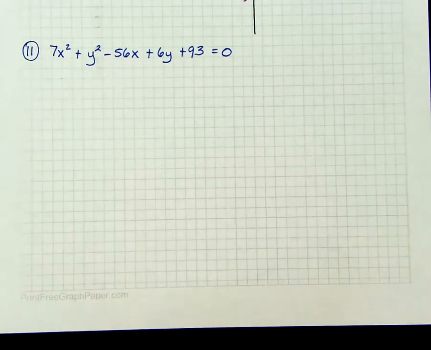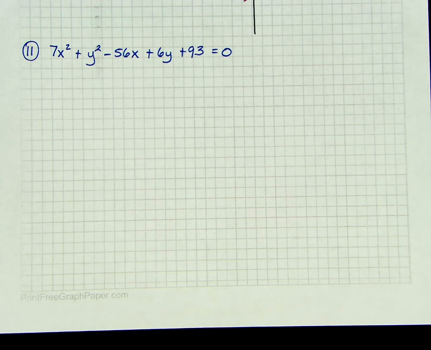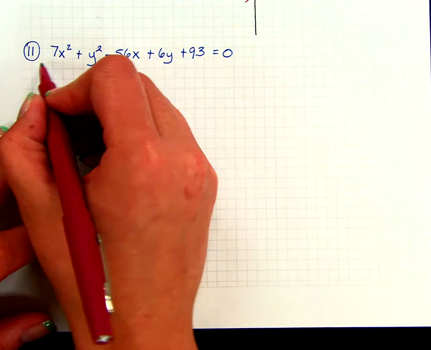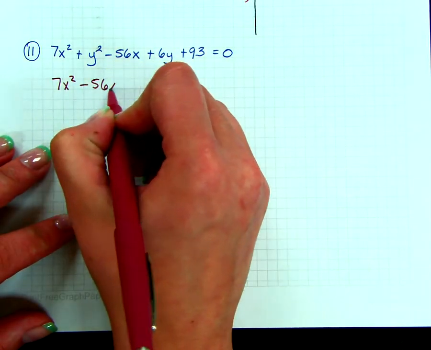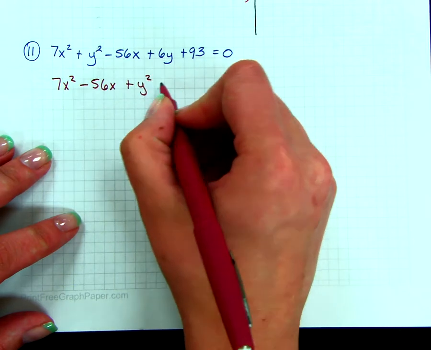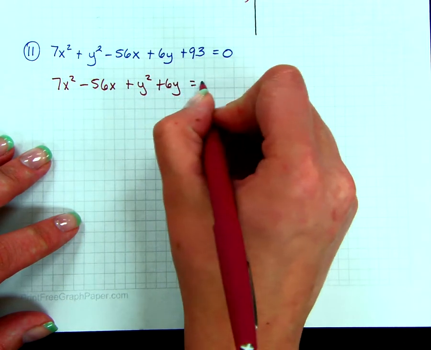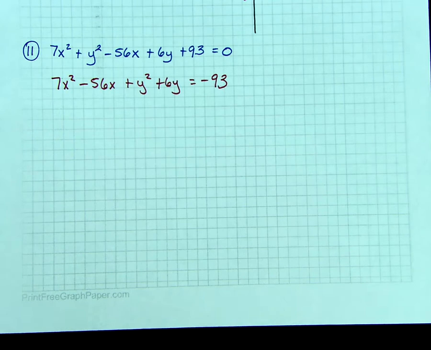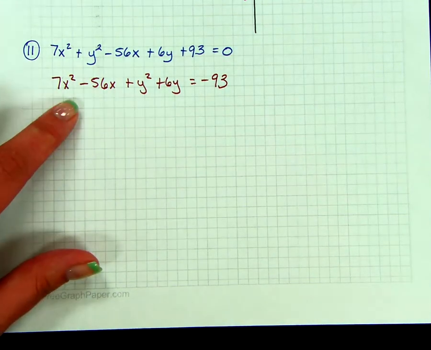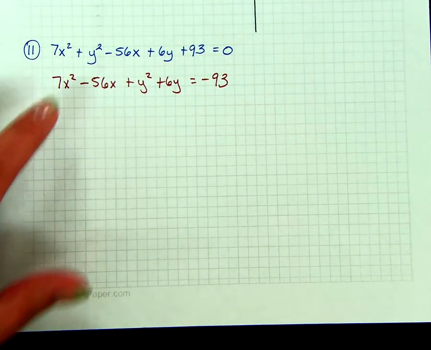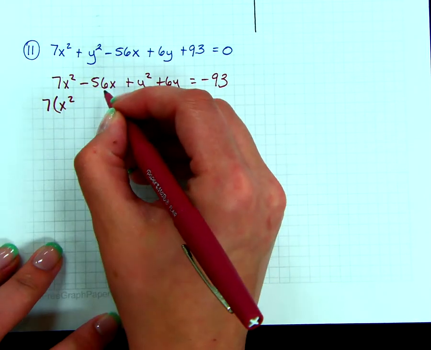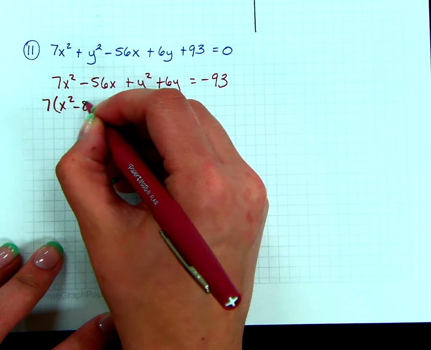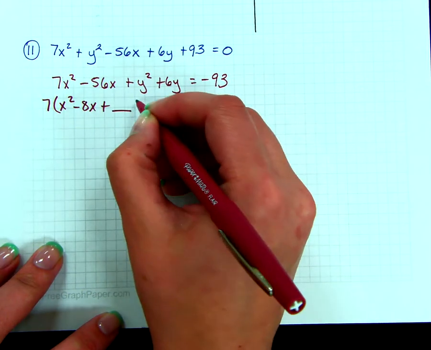All right, so next one, same directions, but before we can identify the center, A and B, we have to rewrite it. So again, we do that by regrouping, so x's together and y's together. So 7x squared minus 56x plus y squared plus 6y, and then we're going to subtract that 93 over. We have to factor with the x's. So let's see, factor out a 7. So x squared, and then 56 divided by 7 is 8, so minus 8x. And then we're going to leave room to complete the square.